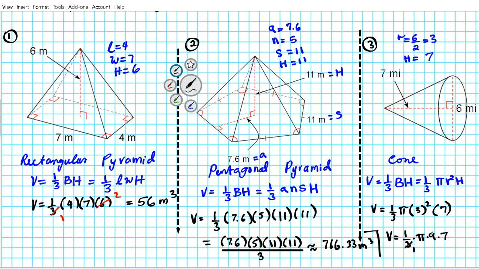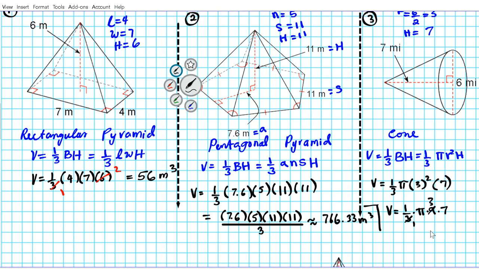So 3 goes here 1, and 3 goes here 3. And then you just multiply 3 times 7, that's 21. So your volume is going to be 21 pi. The unit is miles cubed. This is the exact answer.